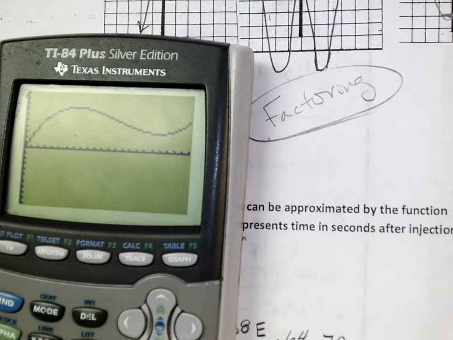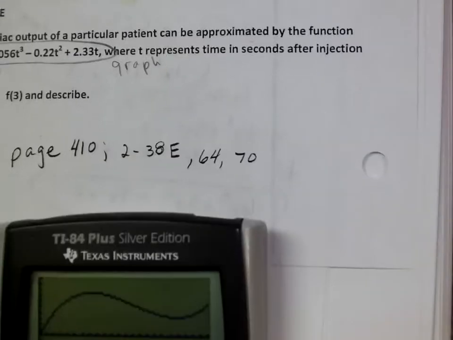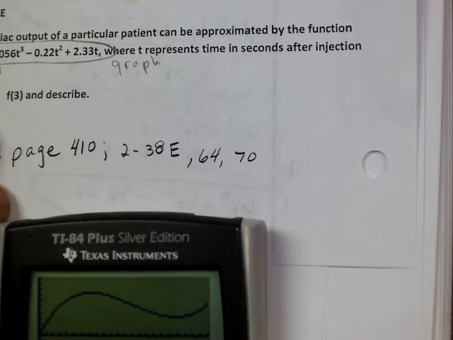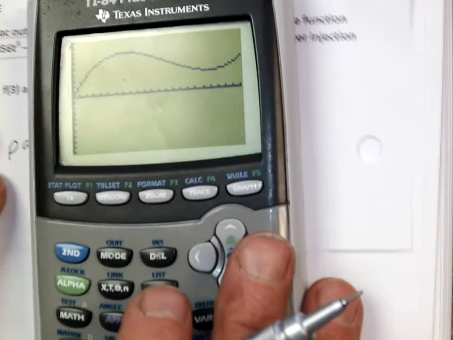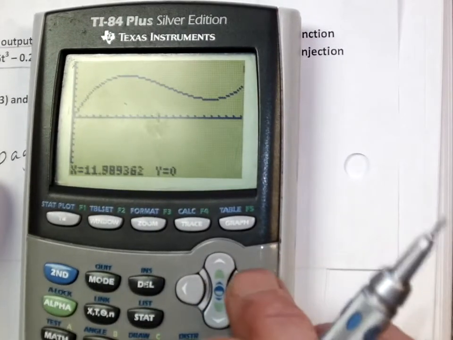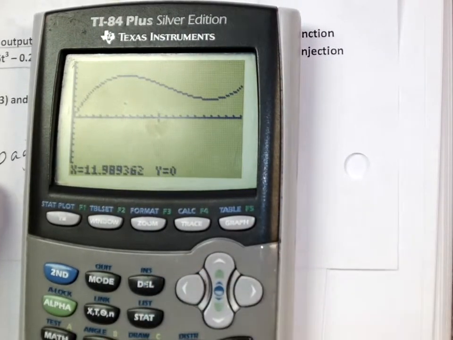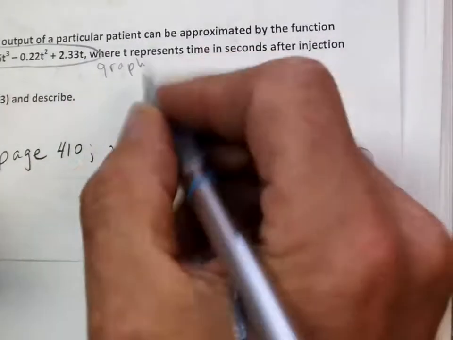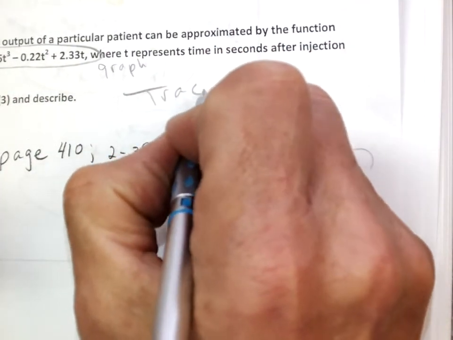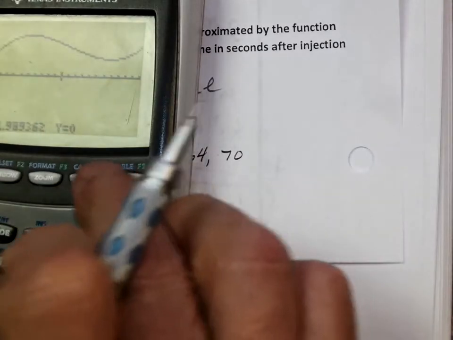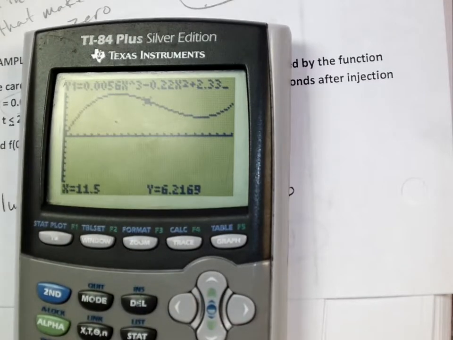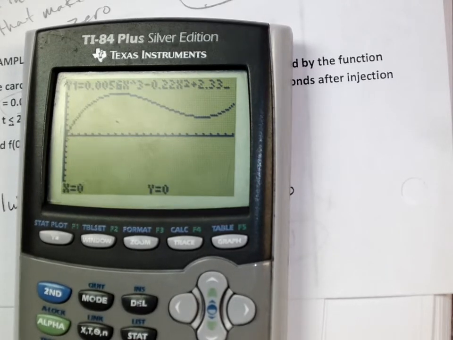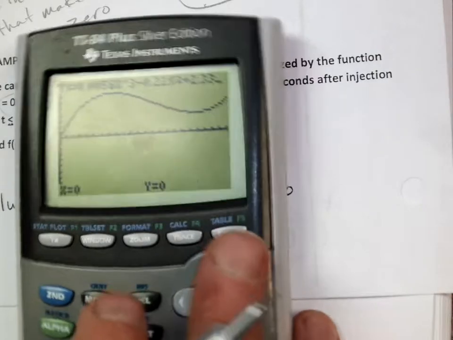All right. It says find f of 0. Here's a cool button. You could just move your cursor back and forth, but there is a trace button. Find your trace button. Does everybody hit trace and hit zero, enter? What's your answer? Zero. I'll do it again.